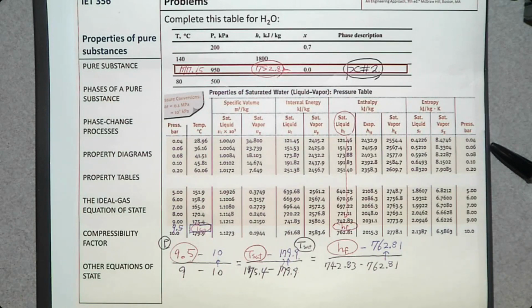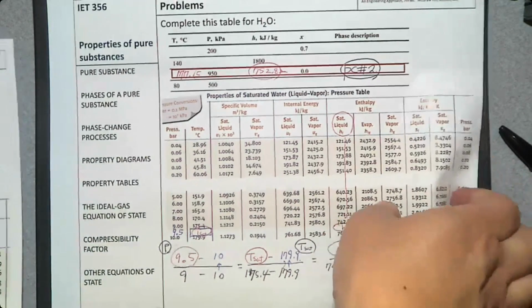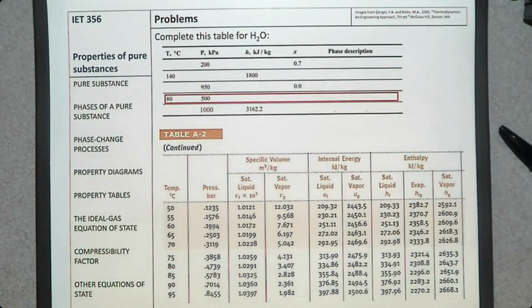The next problem, we have 80 degrees Celsius and 500 kilopascal. So now we have temperature and pressure, and we don't know the phase change process. To determine the phase change process, we need to make a property diagram.